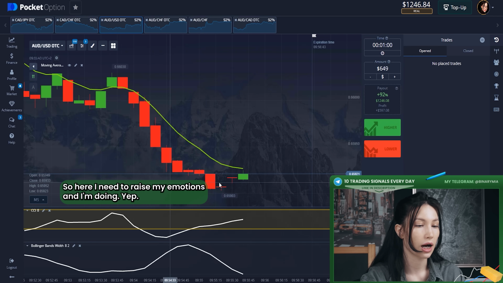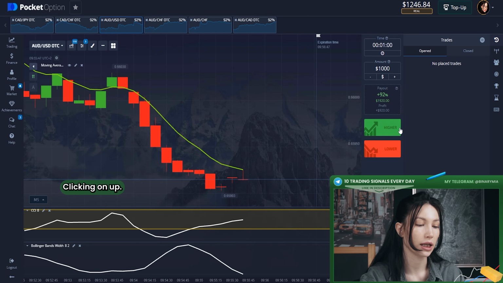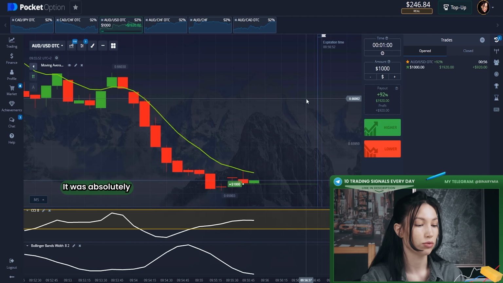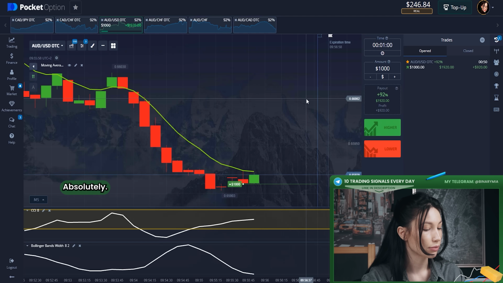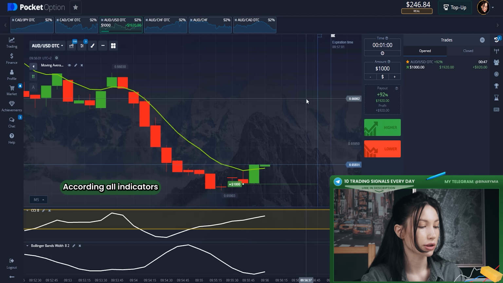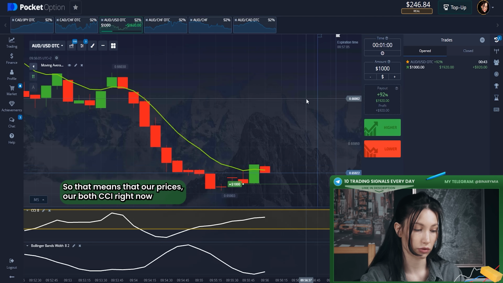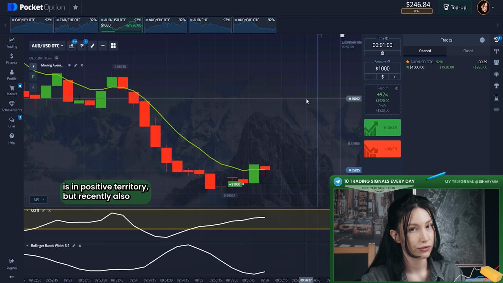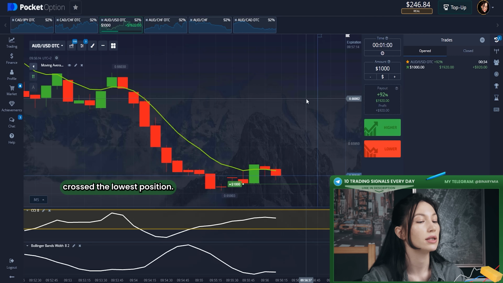So here I need to raise my amount and I'm doing it, yep, clicking on up. I just saw that it was absolutely an oversold position and now it will go up, absolutely according to all indicators. Bollinger Bands are showing me that it's touched the lowest position, so that means that our price is oversold. CCI right now is in positive territory but recently also crossed the lowest position.